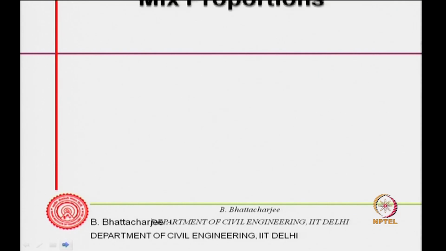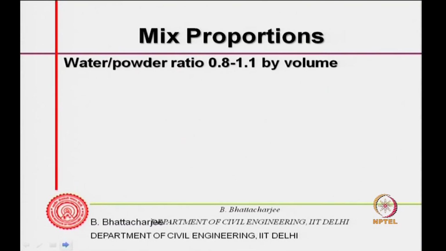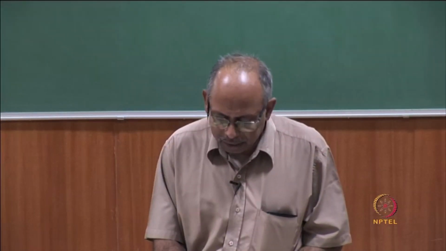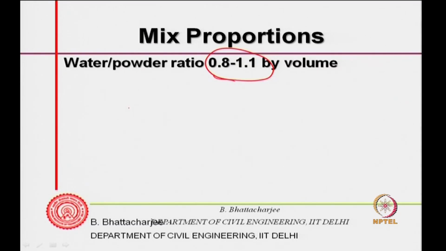If you see the proportion of the mix, you have water to powder ratio, with a sufficient quantity of water. Volumetrically, water to powder ratio is 0.8 to 1.1, right, volumetrically, not mass basis. On mass basis it will obviously be much lower, but the volume of water must be sufficiently high. Water has a specific gravity of 1. For pure cement it would be 1 divided by 3.15, but it will be some cement, some fly ash, because you can't have only cement.